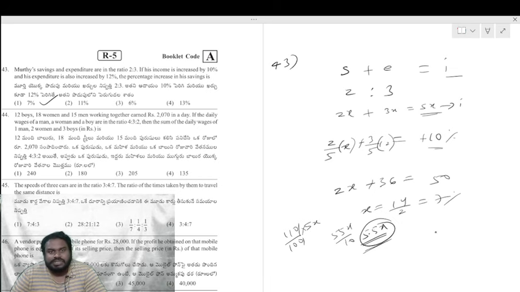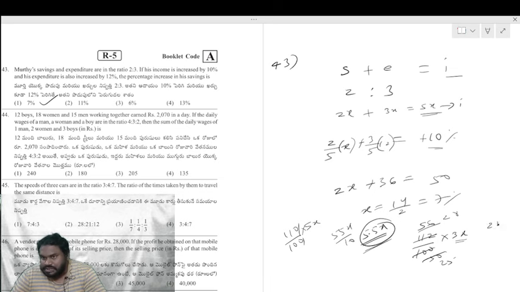And expenditure is also increased by 12%. The expenditure is increased by 12% means 112 by 100 into expenditure, which is 3x. So whatever you get, that will be this one. It will become very lengthy and complicated. You don't have to prefer this type of method. Then you have to subtract it to get the actual value of savings.